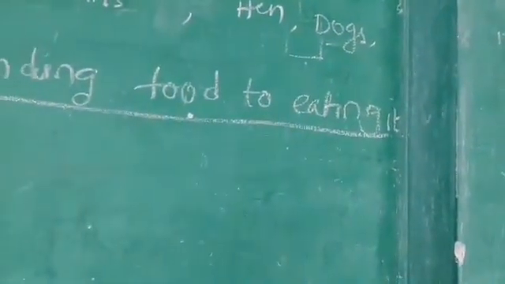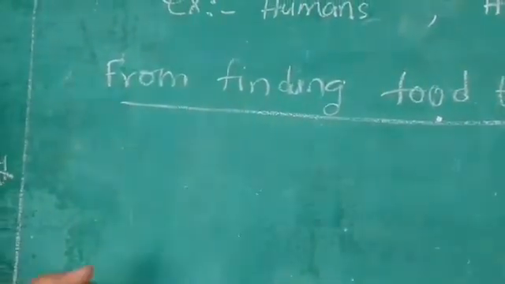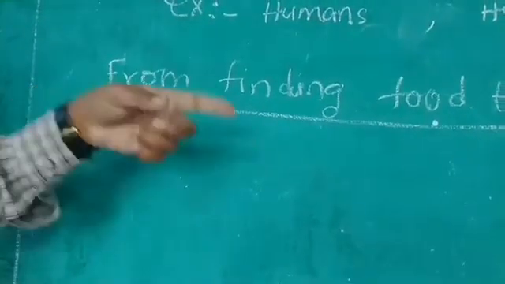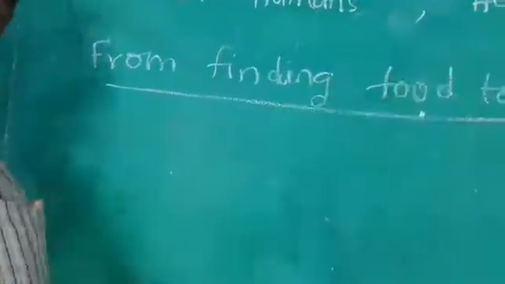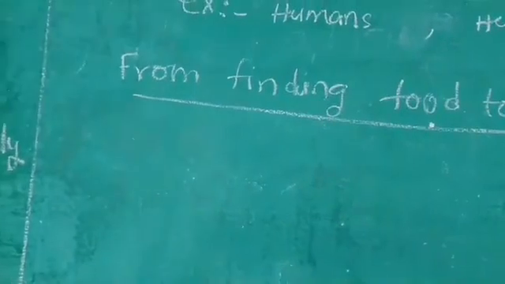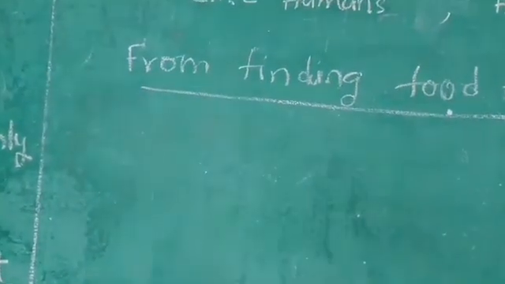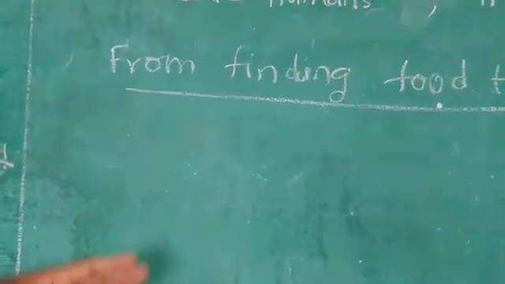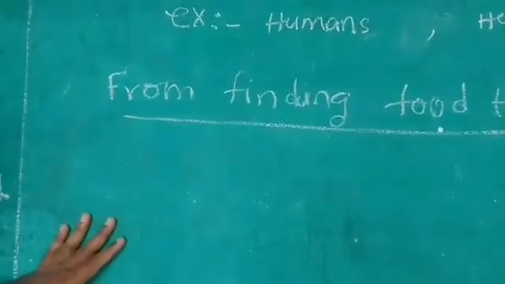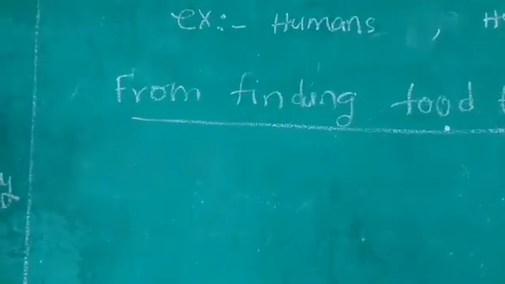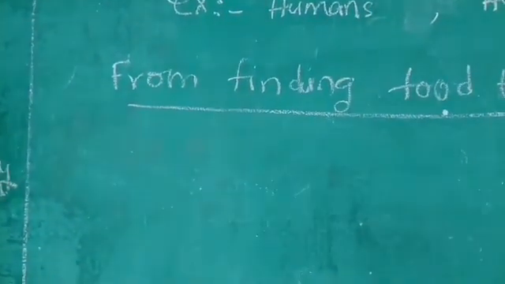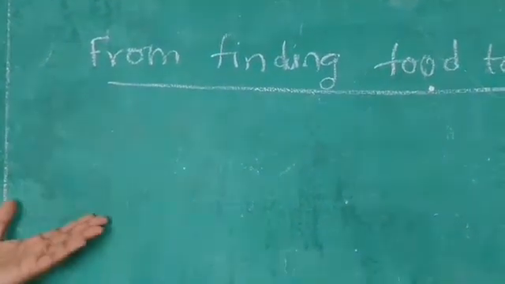How are they holding the food? With the help of what? The dog takes it with its tongue, the hen eats with its beak, and we eat with our hands. Like that, these are all taken. Now how do we collect this food? The food is collected in different forms.